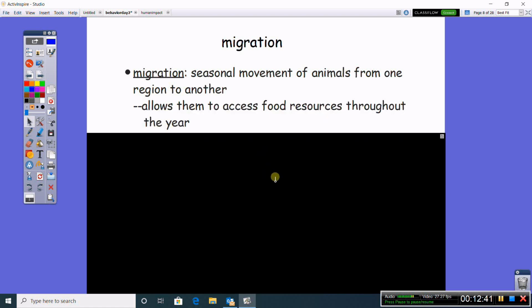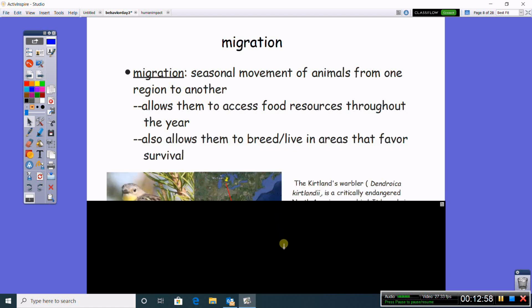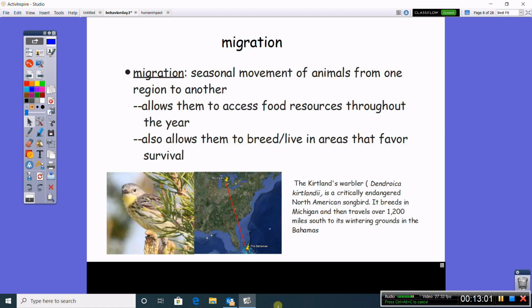Okay, so the whole point of doing migration is to be able to access food resources throughout the year. Whether it's a change in seasons like we have here, like winter to spring, or just a rainy season and a dry season, they may have to move somewhere else to access appropriate food or water. It's also going to allow them to live or breed in areas that favor survival.